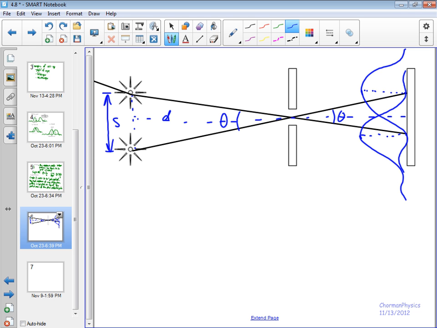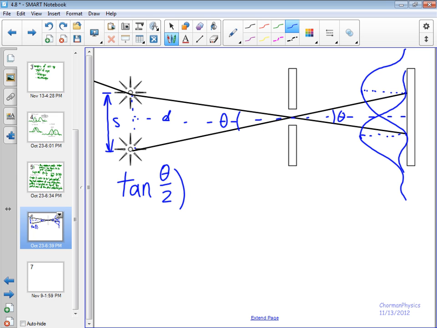Theta, when we're over here, is going to be this angle right here, and I'm going to explain why that is in a second. So just bear with me. It is the same angle. If you look at it, it's the distance from the center of the central maximum to the first minimum, and that is the angular half width. So that is theta as we've been talking about it so far.